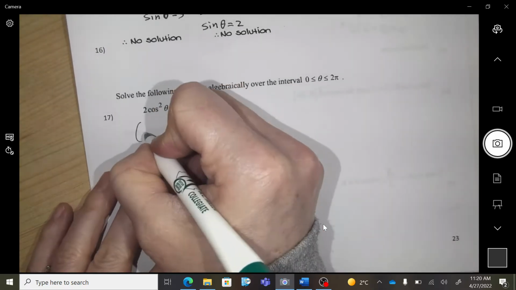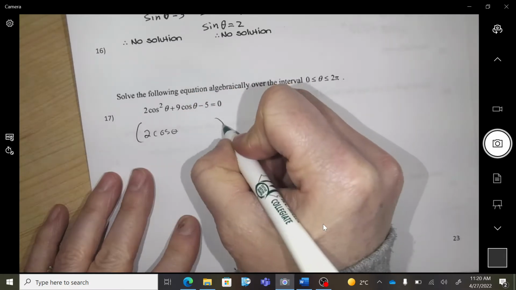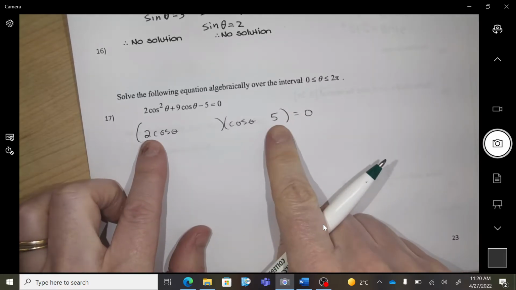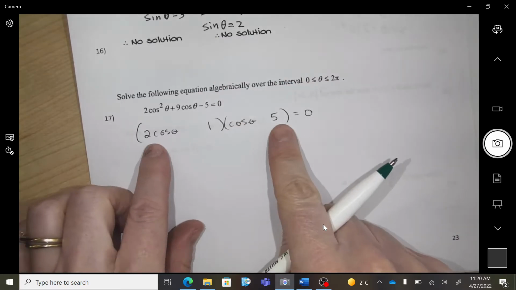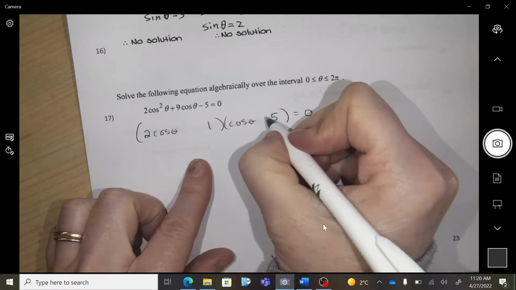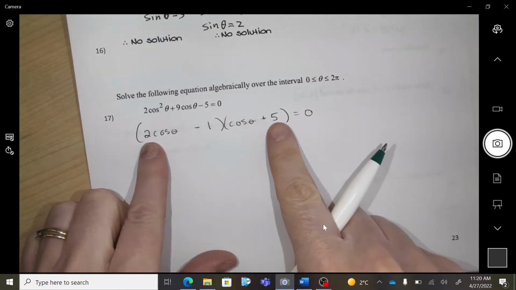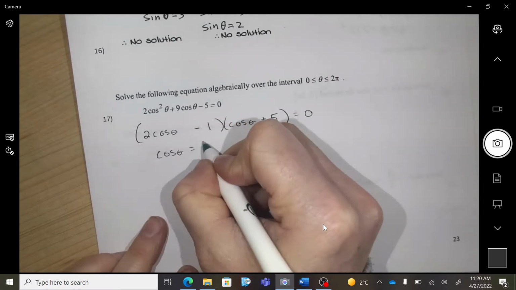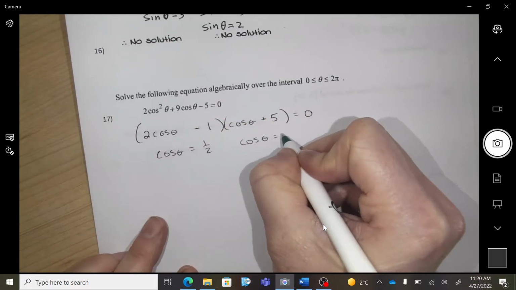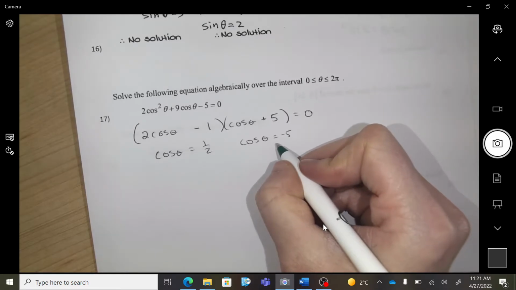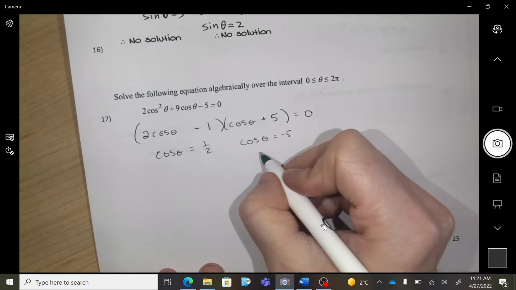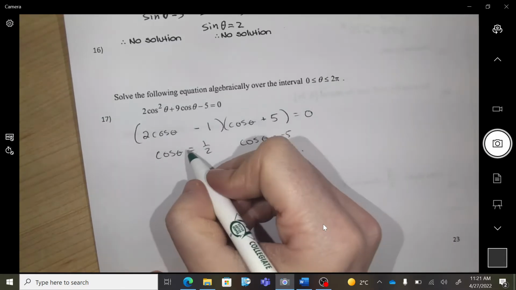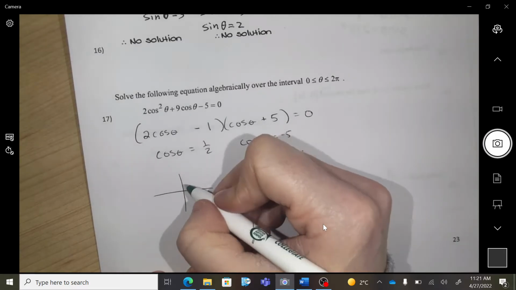Solve this equation algebraically. So I'm going to try to factor here 2 cos and a 1 cos. I think if I put the 5 there, I get a 10 and a 1 here. So 10 and 1 will make 9. So plus 10 minus 1. Yep, and yep. So cos angle equals 1/2 and cos angle equals -5. I'm going to do this one first because I know that there's no solution. Can't be less than -1. And here, this is on the unit circle.